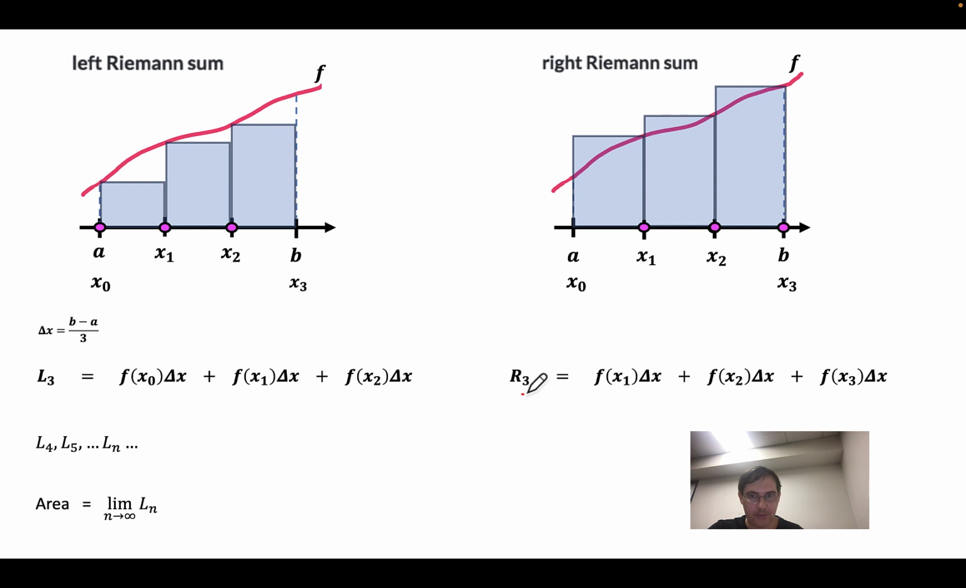The index 3 is there because we have 3 of those approximating rectangles. We can do a similar construction for R4, R5, and in general for Rn. And when we take the limit of this sequence Rn as n goes to infinity, that will give us exactly the area underneath the function f.